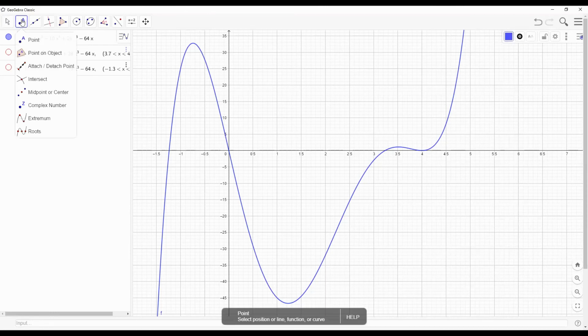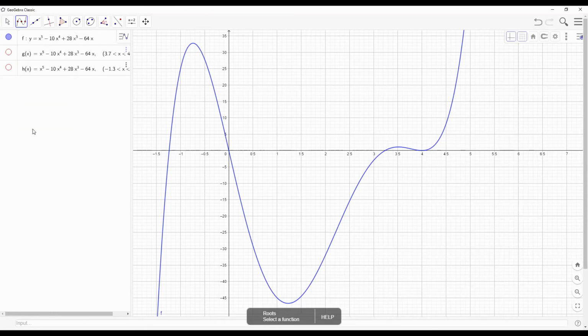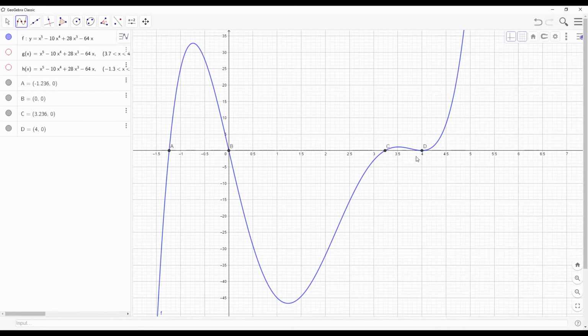Something that this thing can do also is it can actually calculate the roots, which are the x-intercepts. So all I have to do is click on the function there, and notice it automatically calculates those points for us. And of course, these are the points that we already expect. We had the 0 that we talked about, and the 4 that was easy to get from our factoring. And then the negative 1.2 and the 3.2 that came from the quadratic formula.